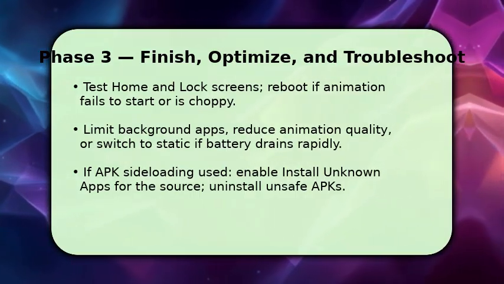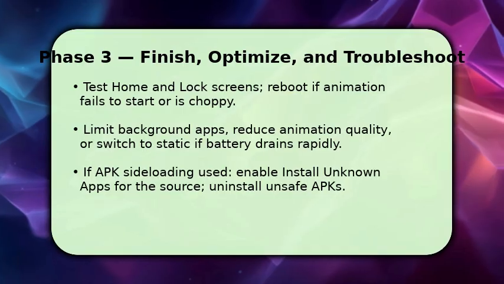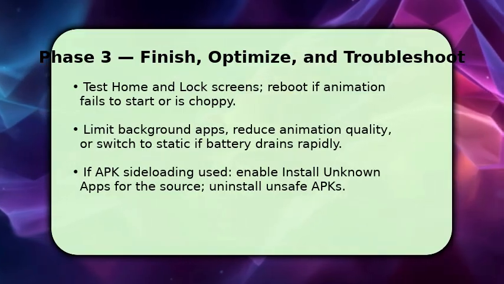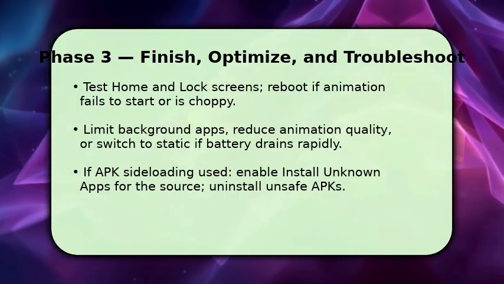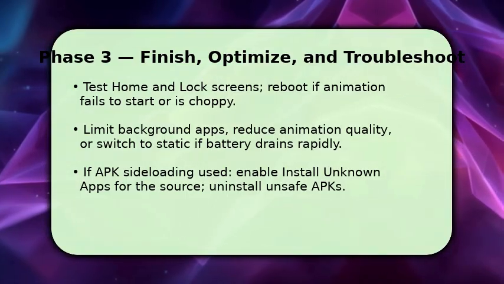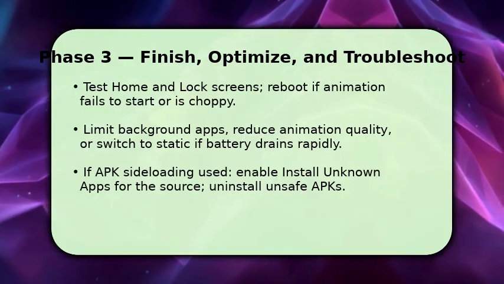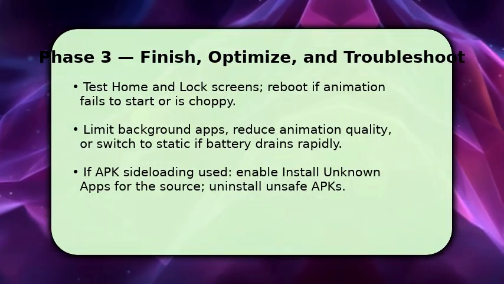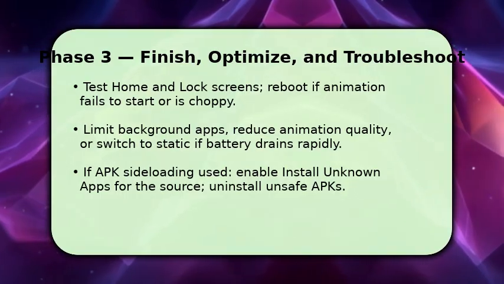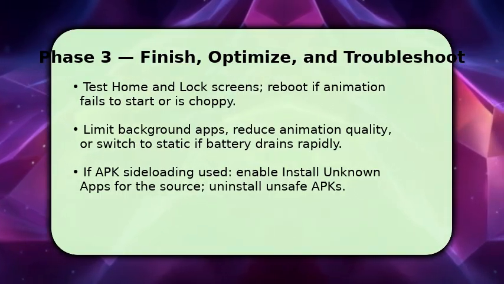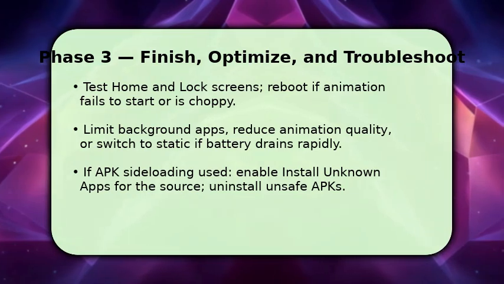To optimize battery life, lower animation quality inside the wallpaper app or close background apps, and make sure adaptive battery isn't restricting performance unexpectedly. If you sideloaded an APK, confirm you enabled install unknown apps only for the installer, and remove any untrusted APKs. If problems persist, switch back to a static wallpaper and revisit compatibility notes.